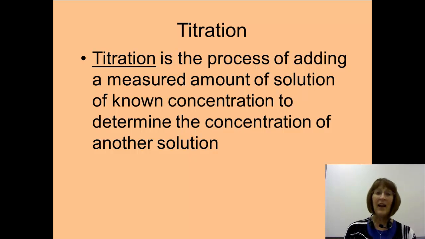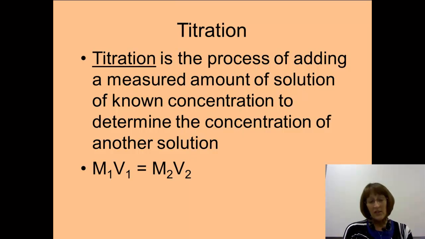And then I would take an indicator and put it in my acid, and then I would start adding the base in a certain amount. And when I got to the point where it changed color on me, then I know I've equalized them. I've got to that equilibrium point. So I know that I have the same amount of moles of base that I have moles of acid.